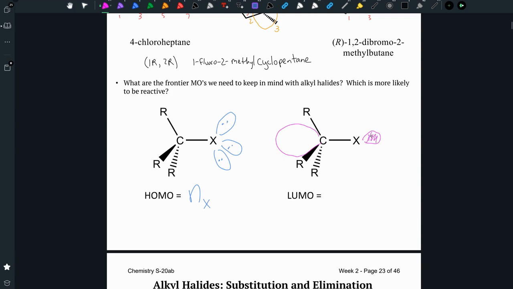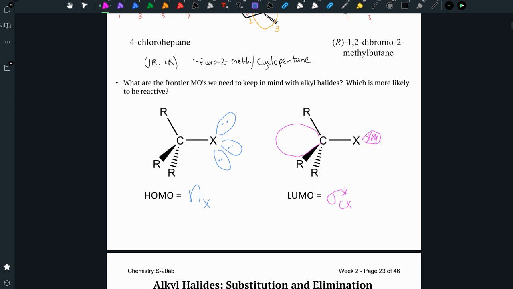Now remember, sigma star is going to have a bigger lobe on carbon. So sigma star will always lie outside of the two atoms that are bonded. It'll have opposite phases on the two sides, but the big side will be on the less electronegative atom, which in this case is carbon.